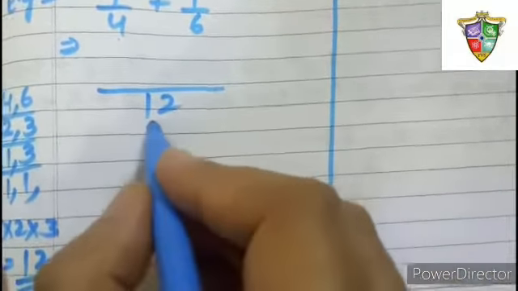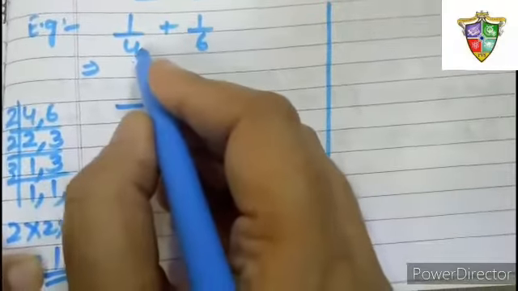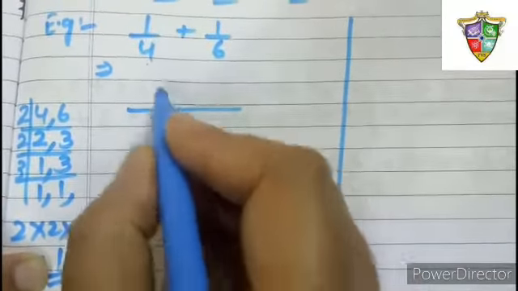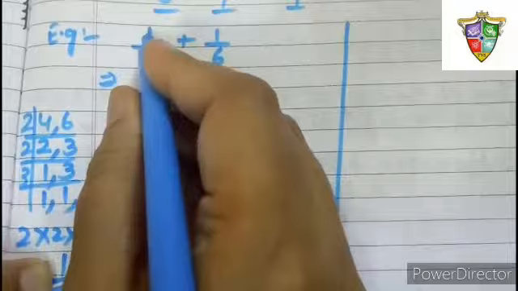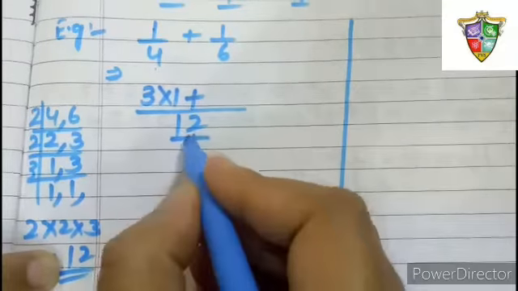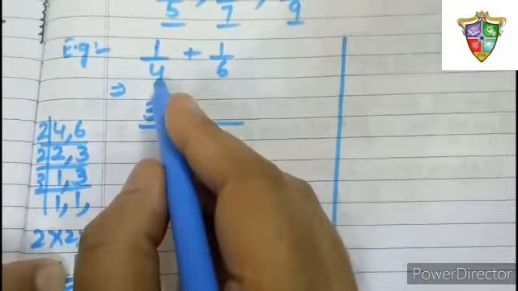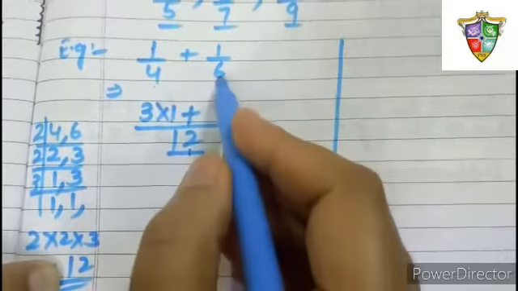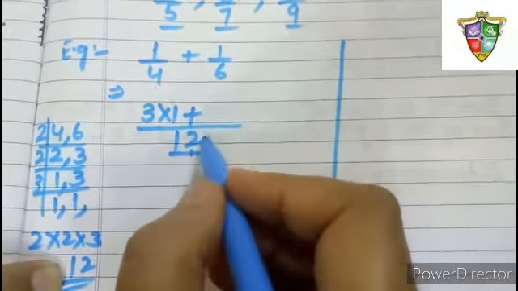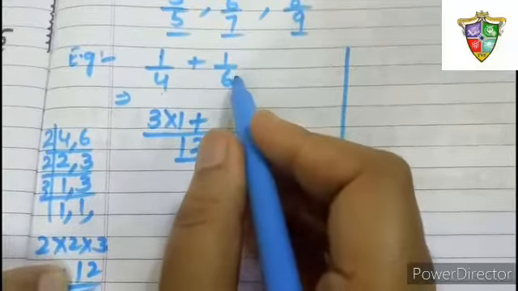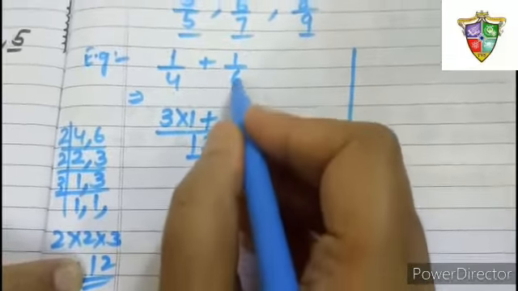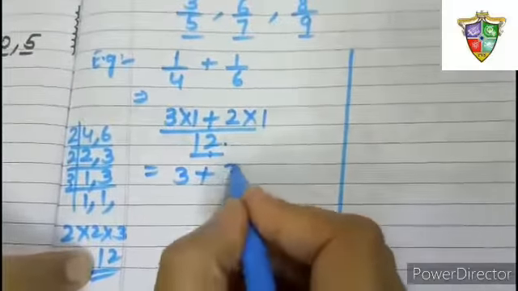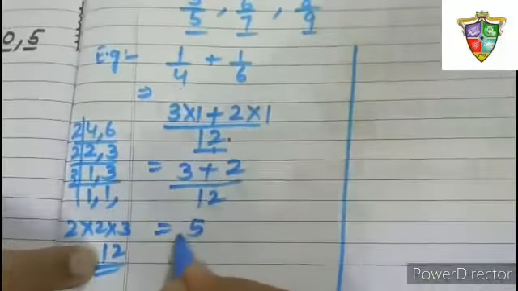Now you have to divide the LCM by your denominator, and whatever the answer will come, you have to multiply it by the numerator. So 12 divided by 4 will be 3, 3 into 1. Plus 12 divided by 6. Again we are going to do the same thing. Divide the LCM by the denominator, and whatever comes, multiply it by the numerator. So 12 divided by 6 will be 2, 2 into 1. So 3 into 1, 3, plus 2 into 1, 2, divided by 12, which is 5 by 12.